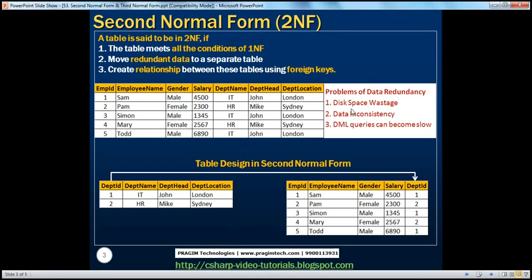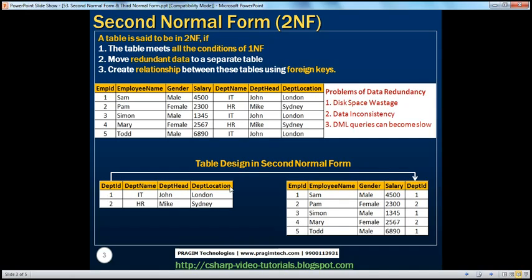Obviously we don't have disk space wastage there. Before this normalization, we were repeating 3 columns. Now we are just repeating 1 column, and we have to do this. We cannot completely eliminate data redundancy, because if you remove this department ID column from the employees table, you will not know which employee belongs to which department. So we need to have some level of redundancy.